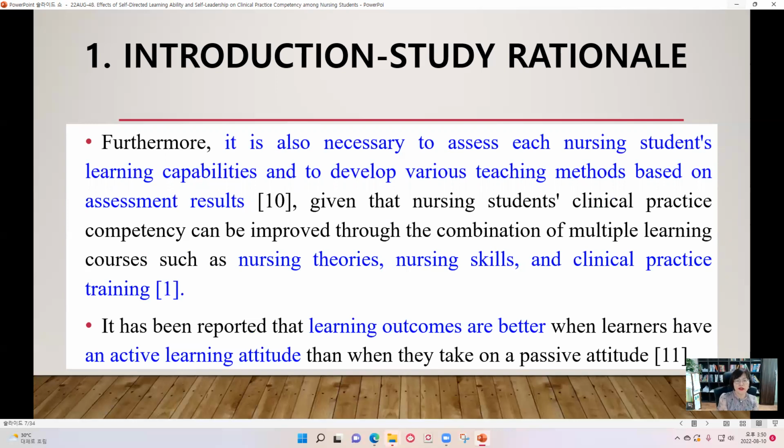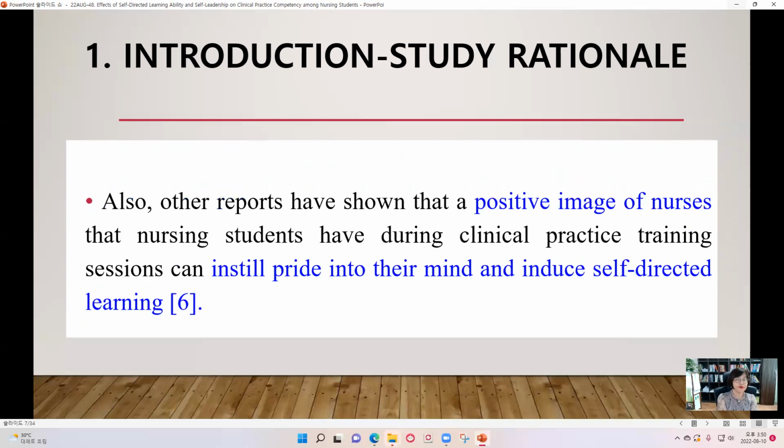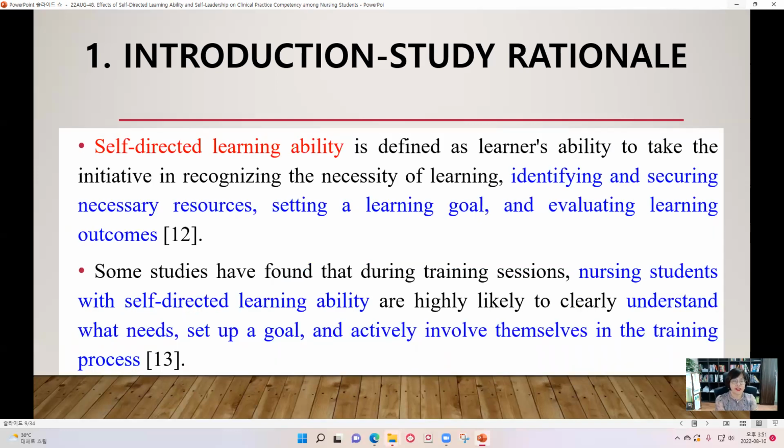It has been reported that learning outcomes are better when learners have an active learning attitude than when they take on a passive attitude. Also, other reports have shown that a positive image of nurses that nursing students have during clinical practice training sessions can instill pride in their minds and induce self-directed learning. Self-directed learning ability is defined as a learner's ability to take the initiative in recognizing the necessity of learning, identifying and securing necessary resources, setting a learning goal, and evaluating learning outcomes.